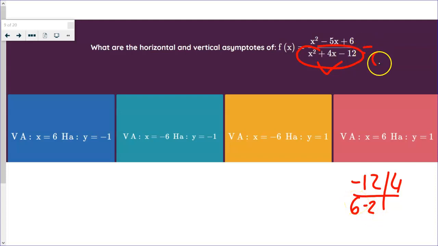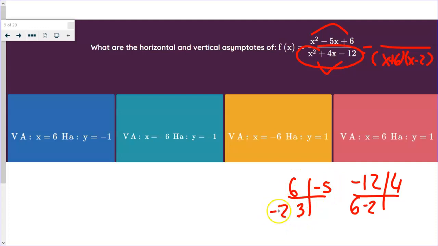So I'm going to rewrite that as x plus 6 and x minus 2. On the top, I'm going to do a times c, and I am going to say that's 6 and negative 5. So that's going to have to be 2 and 3, and they both got to be negative. It cannot be 6 and 1 because this has to be positive, okay? So I got x plus 6 and x minus 2.